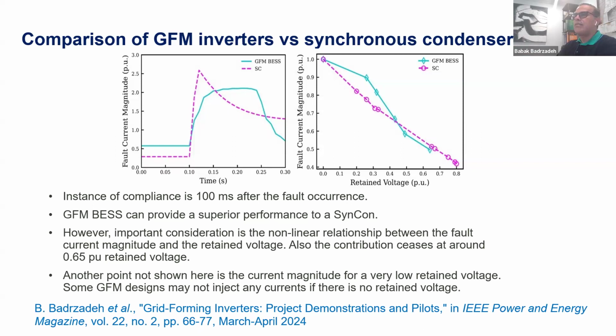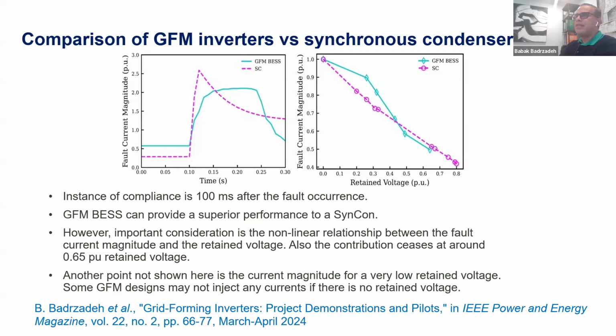One other thing to consider here, and I will build on that in the next slide, is the relationship between fault current magnitude and retained voltage. And this is not something unique to grid forming technology. It applies to grid following inverters as well.